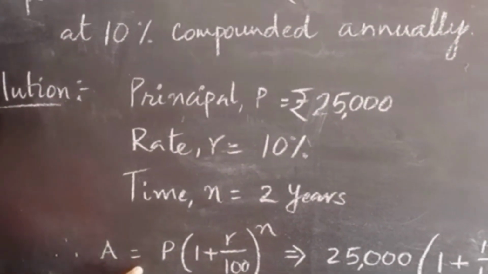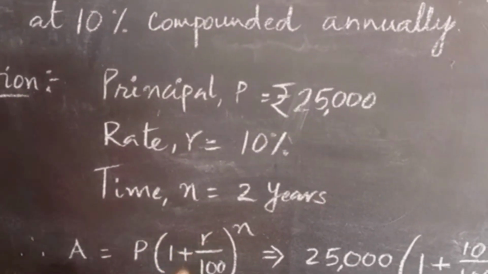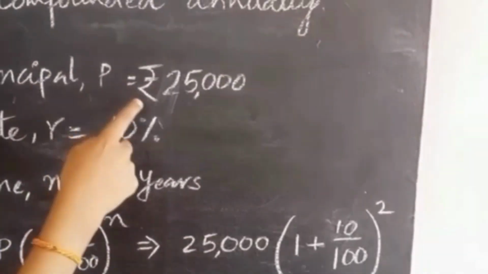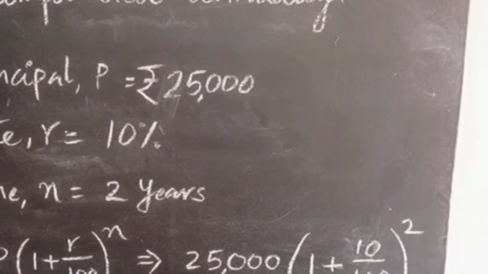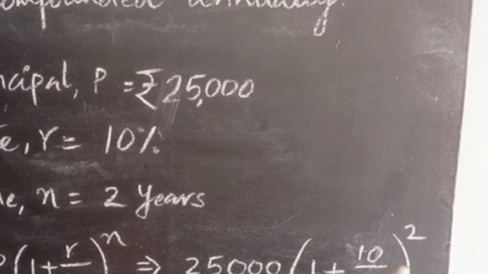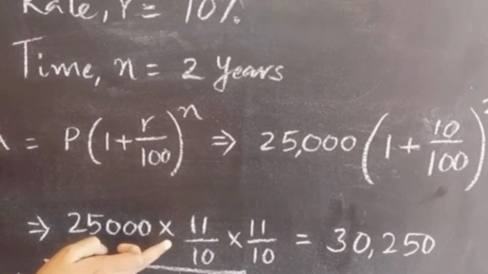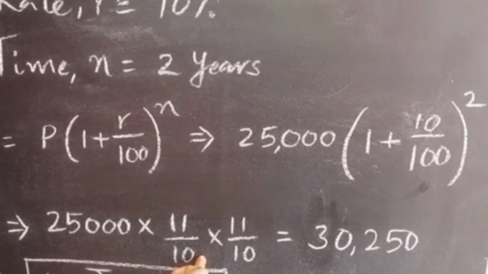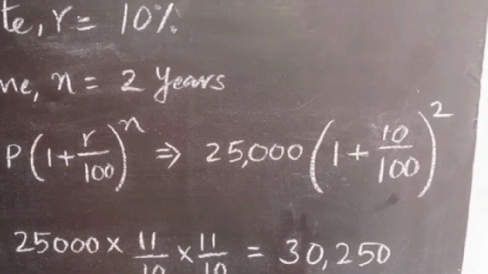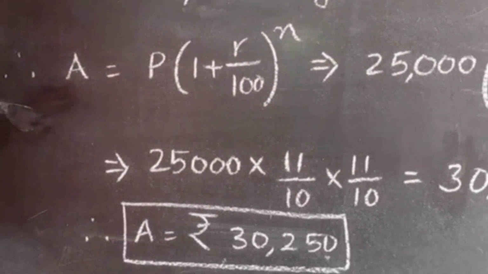So amount equals P(1 plus R by 100)^n. Therefore, as here principal is 25,000, we write here, and 1 plus rate, 10 by 100, whole power 2. So therefore 25,000 into 11 by 10 into 11 by 10. If we solve this equation, we get rupees 30,250. So amount equals 30,250.